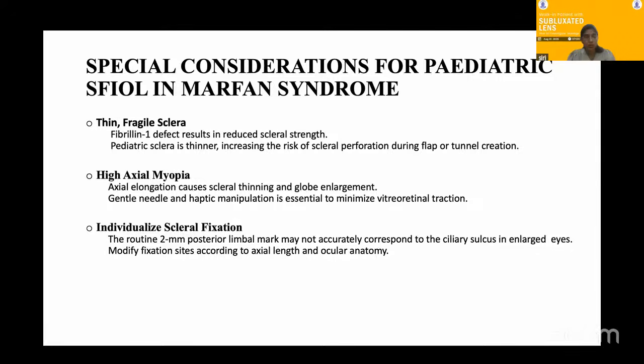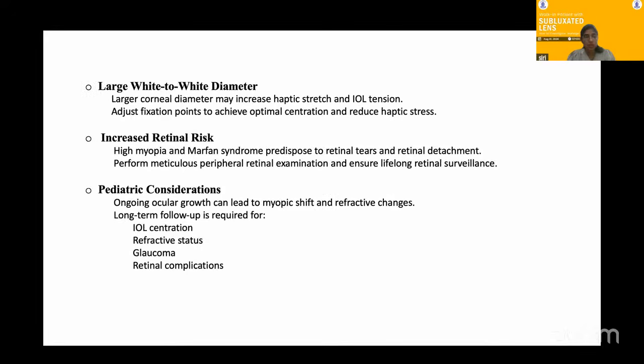The routine 1.5 mm to 2 mm posterior limbal fixation may not accurately correspond to the ciliary sulcus, so modify the fixation sites according to the axial length and ocular anatomy. A large white-to-white corneal diameter may increase the haptic stretch and IOL tension, so adjust the fixation points to achieve optimal centration and reduce the haptic stress.